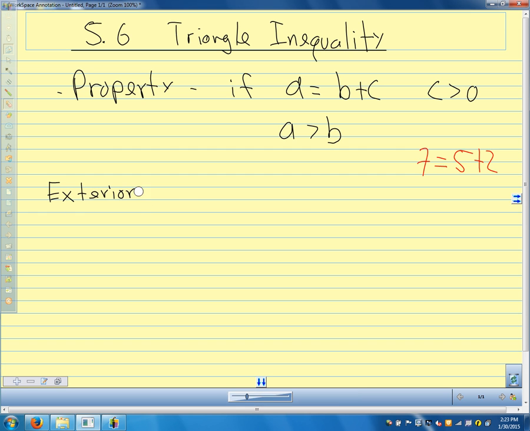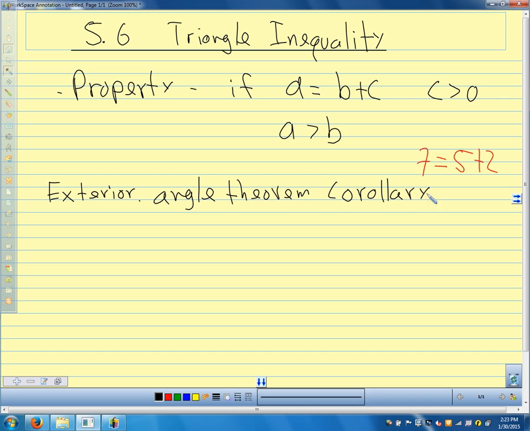So now we're going to use that for an exterior angle theorem corollary. And remember we said a corollary was just a theorem that we could figure out easily from another one. I think of them as bonus theorems. Maybe we could figure them out really easily.